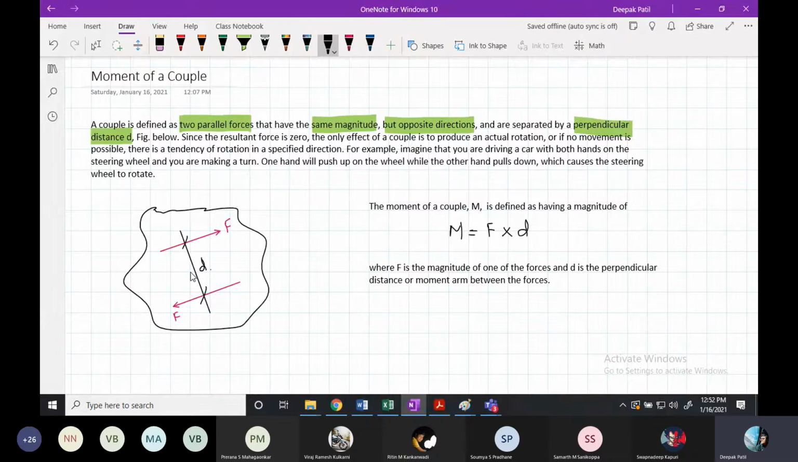In case of moment of a force, only one force will be involved, but in case of moment of a couple, always two forces will be involved, and those two forces should be parallel to each other, and should be of the same magnitude but opposite in direction, and they should be separated by a definite distance. Then only we call it a couple.